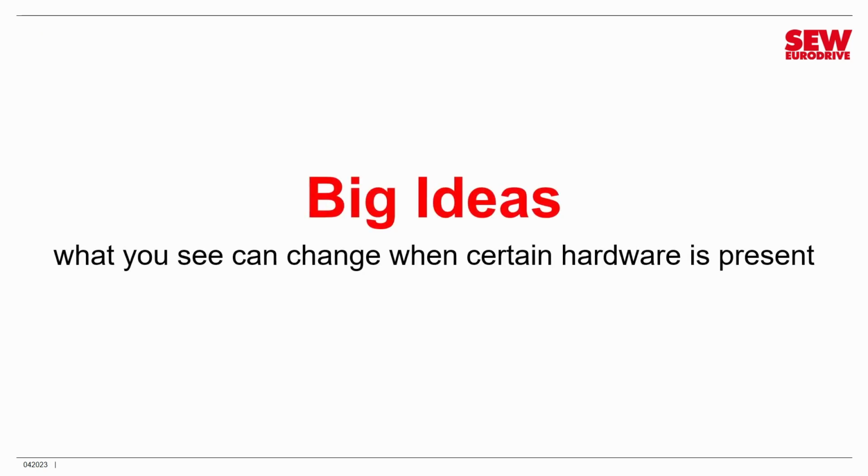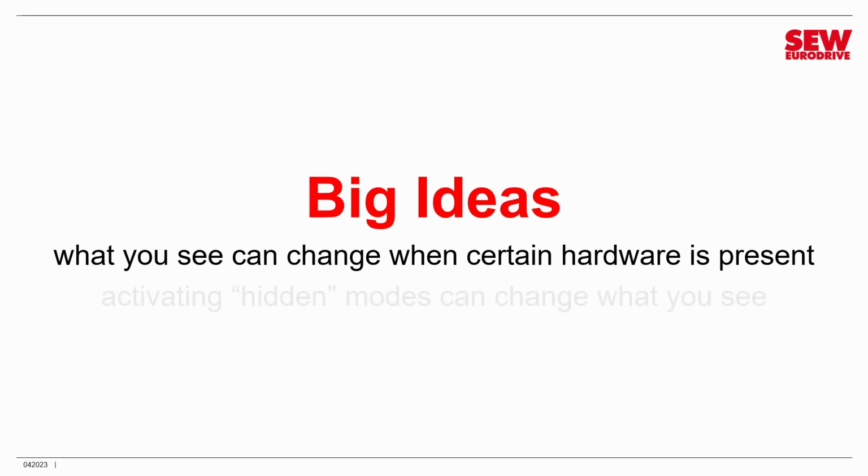Now, some more big ideas. What you see when you go to an access circle can sometimes vary a little bit. If you add expansion devices, there may be some extra shortcuts or menus that appear. Or if you remove a piece of hardware, something may change. So the appearance will vary a little bit depending on what hardware is installed in your system, but the overall look remains the same.